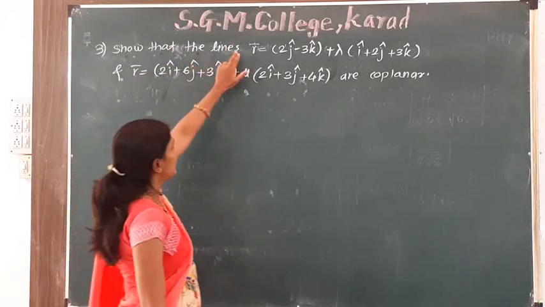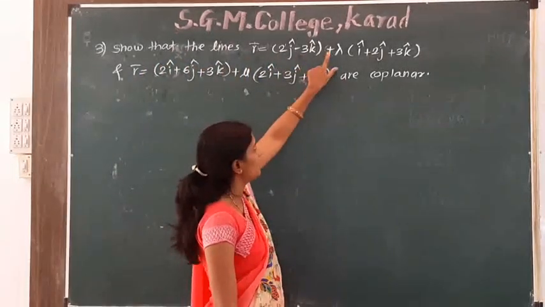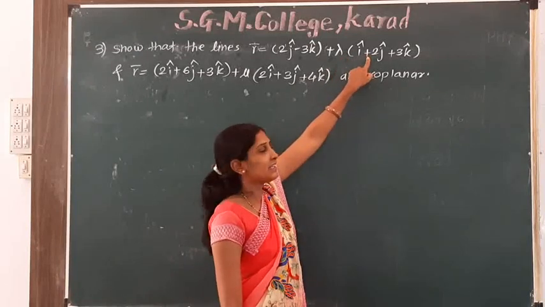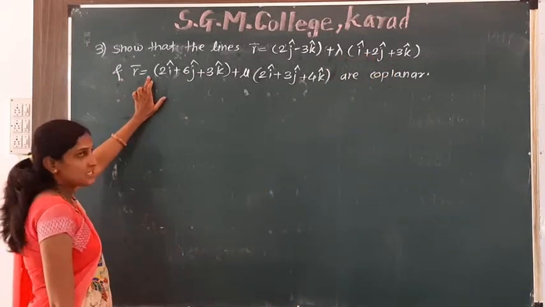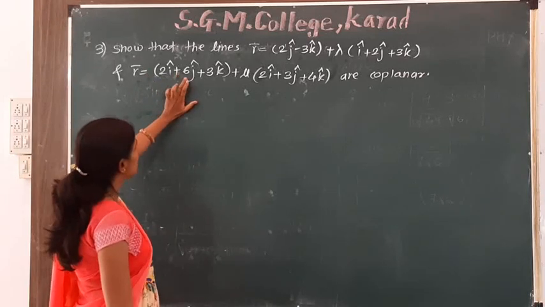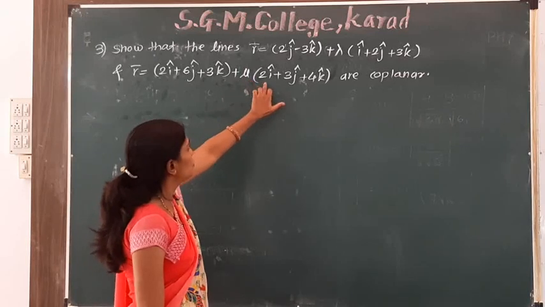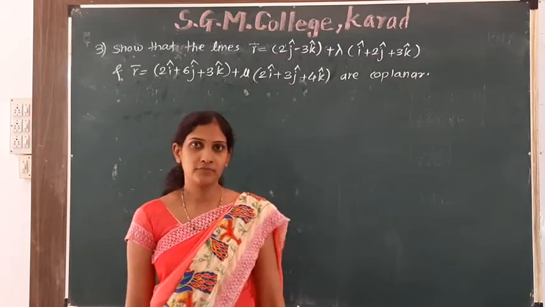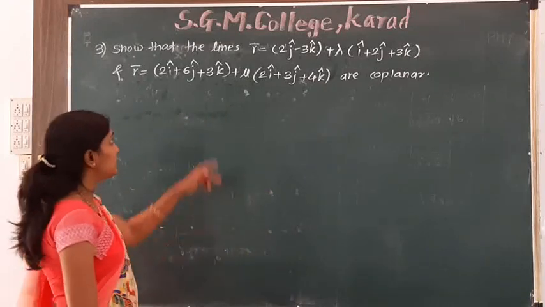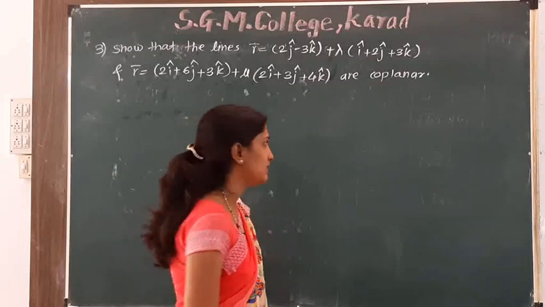Show that the lines r bar is equal to 2j cap minus 3k cap plus lambda (i cap plus 2j cap plus 3k cap) and r bar is equal to 2i cap plus 6j cap plus 3k cap plus mu (2i cap plus 3j cap plus 4k cap) are coplanar. We have to show that these two lines are coplanar. What is the condition of coplanarity?